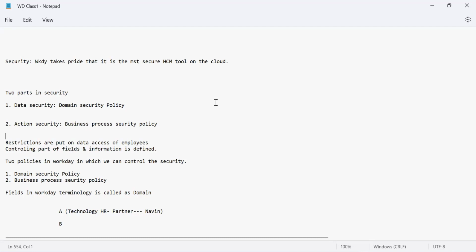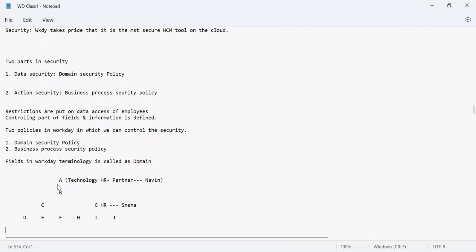Okay. Then comes the next part, which is restrictions. Restrictions are put on the data access of an employee, and controlling part of the field and information is defined through these policies. We will see that one by one. Another thing is we have to understand the security flows from top to bottom. Now, what do you understand by top to bottom? Management to employee. Yeah, it is basically through the hierarchy.